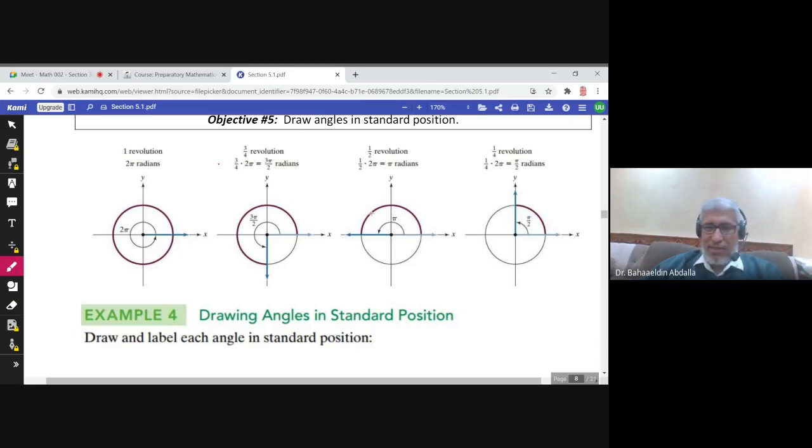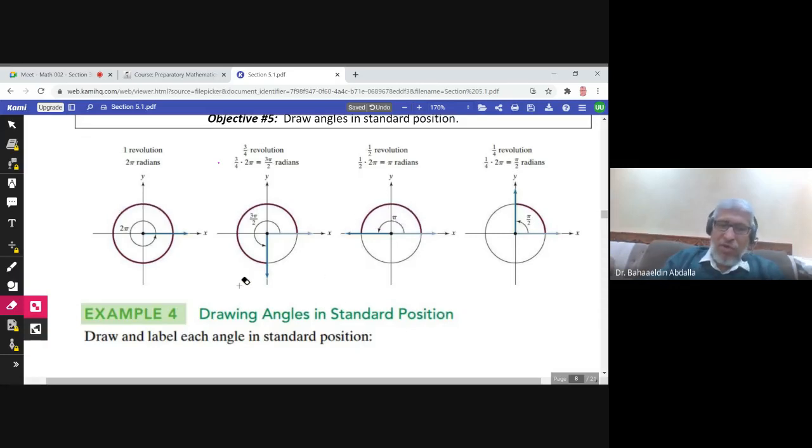This is a right angle, half revolution, not right, sorry, straight. This is a straight angle, half revolution, and the measure is pi radians: half times 2 pi. This is a right angle, 1/4 revolution. If you multiply 1/4 times 2 pi, you get pi over 2. So the measure of the right angle is pi over 2. The measure of the straight angle is pi radians.